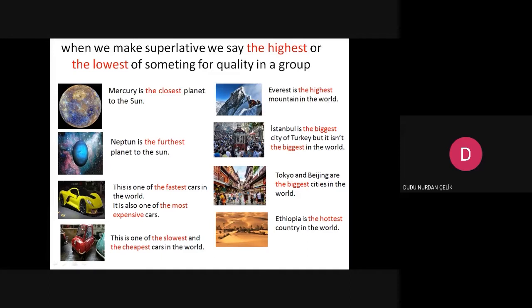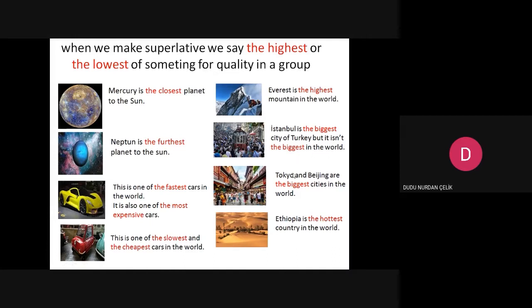Look at this picture. We are talking about Istanbul. Istanbul is a city of Turkey. And when we compare Istanbul with the cities in Turkey, we can say Istanbul is the biggest city of Turkey. But when we compare Istanbul with the cities in the world, we can't say that. So we say, but it isn't the biggest city in the world.